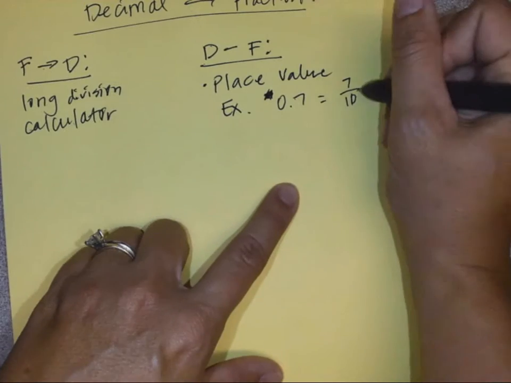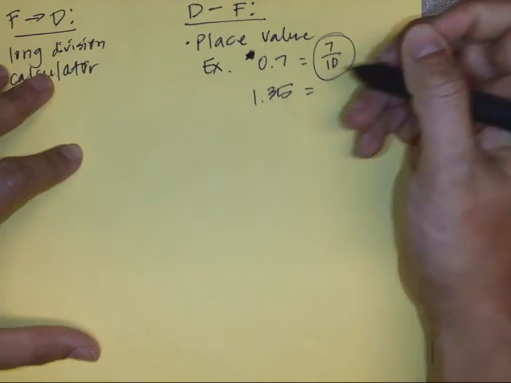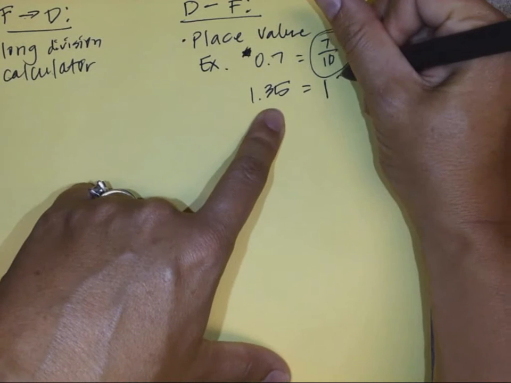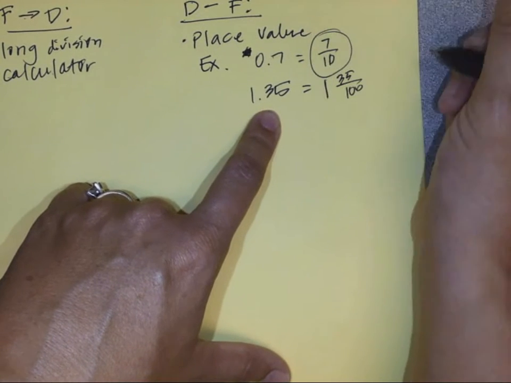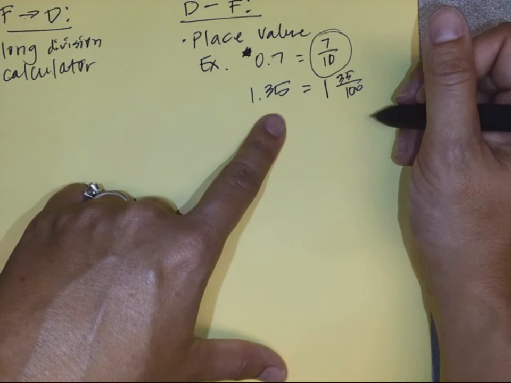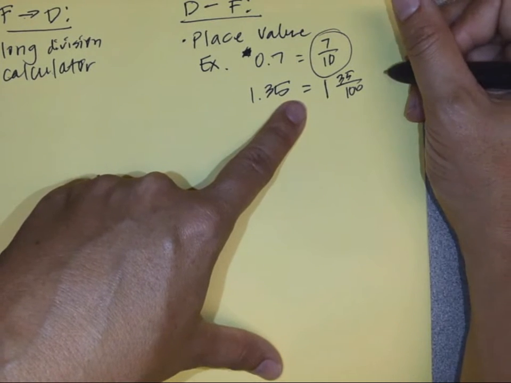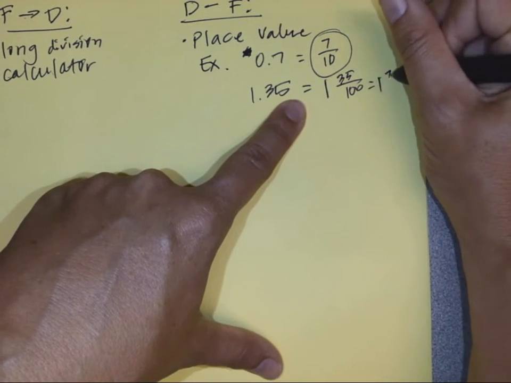7/10. Okay, another example, if it was 1 and 35/100ths, this is 1 whole and 35 over 100. And you could reduce that to, let's see, they're both divisible by 5, so 7 over 20. So 1 and 7/20ths.